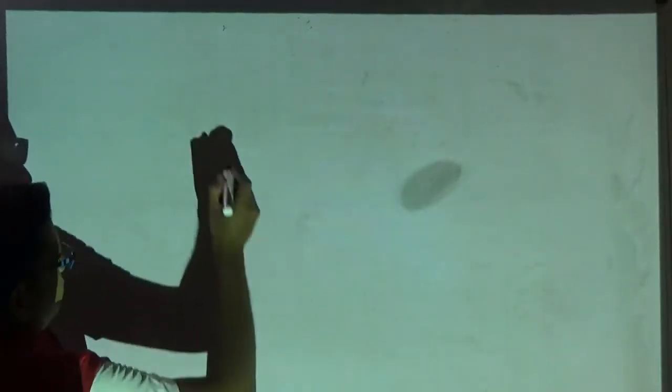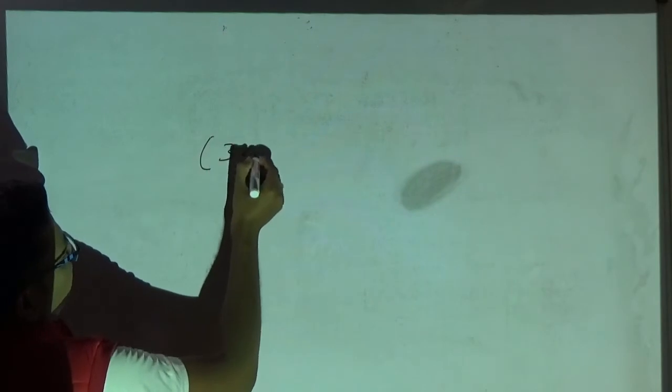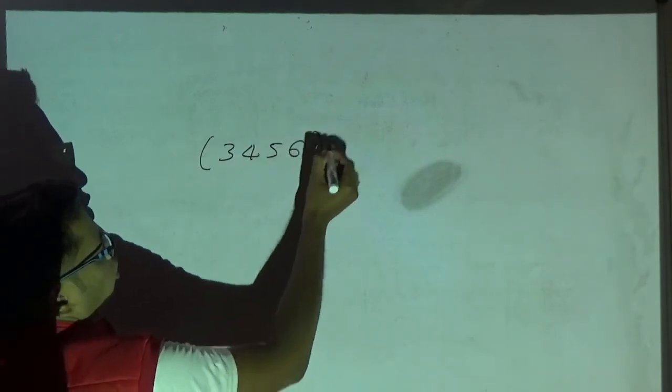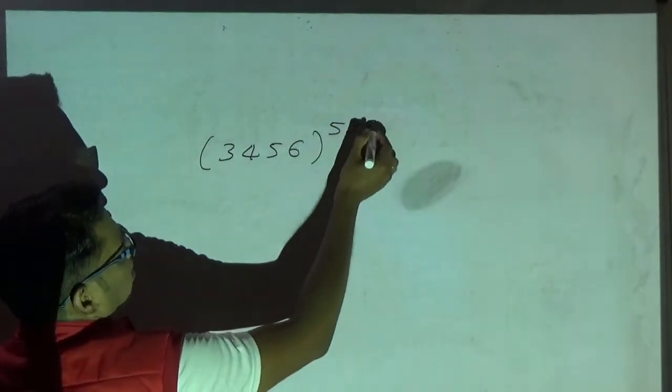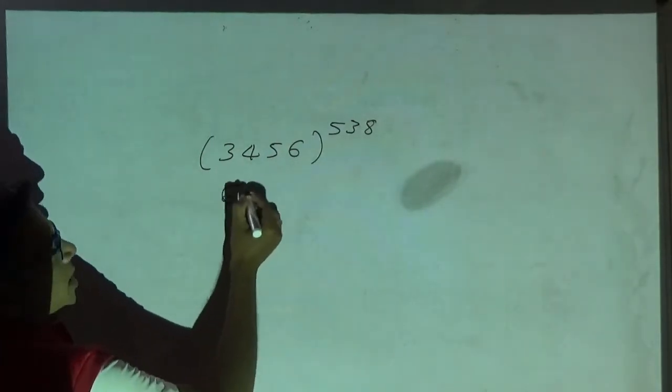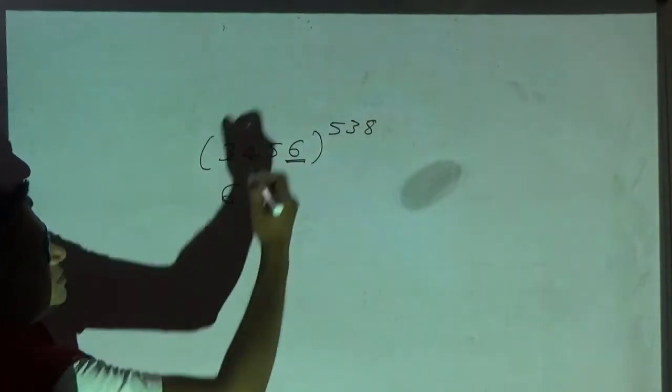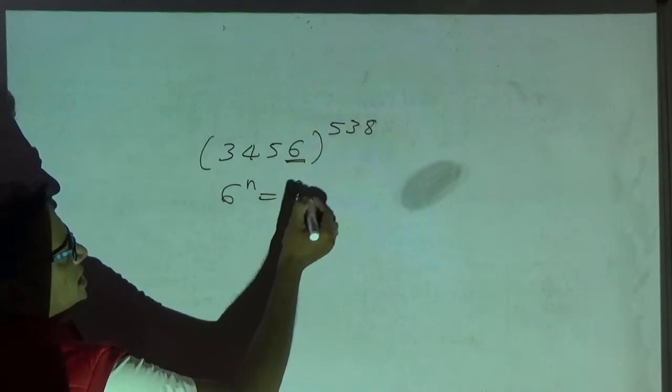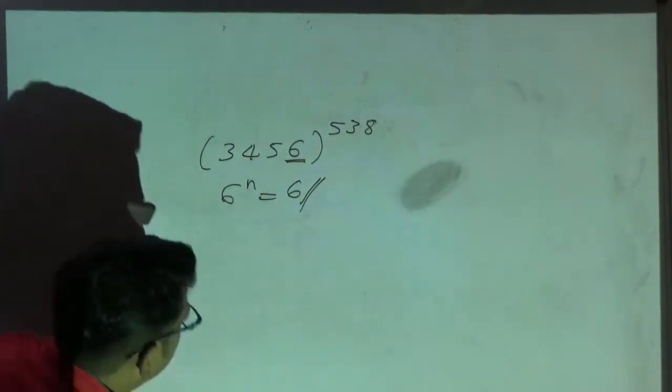Okay, another example I am going to give. 3456 whole power 538. I already told you 6 power anything. See, the units place is 6. 6 power anything, what will be its units place? 6 is the answer. Hope you understood this example also.